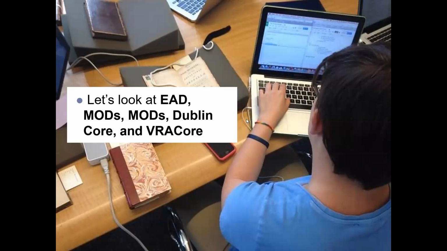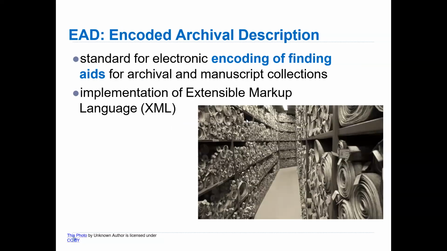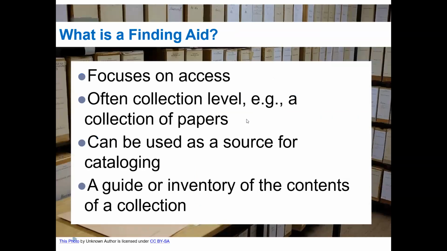So let's look at EAD, MODS, Dublin Core and VRA Core. Oh, I got MODS on there twice, sorry. EAD is Encoded Archival Description, and this is a standard for electronic encoding of finding aids. We typically use finding aids the most for archival and manuscript collections, but they can really be used for anything. It does use XML, so that's the encoding standard, and we'll talk a little bit more about XML at the end of today's session.